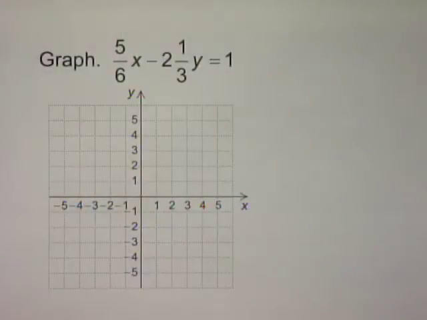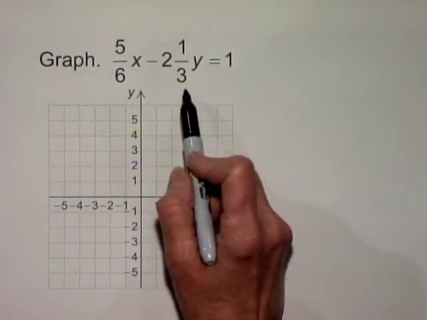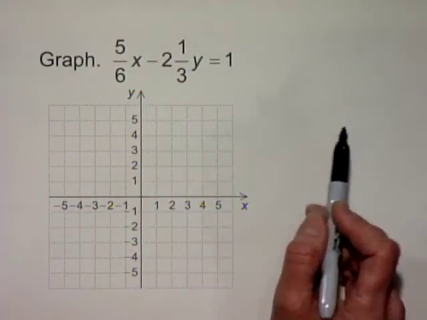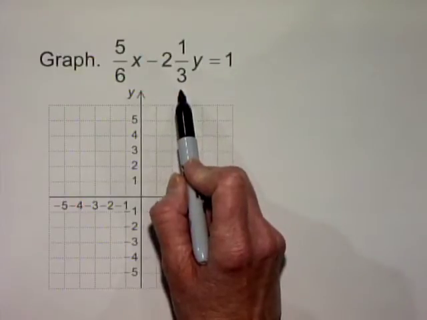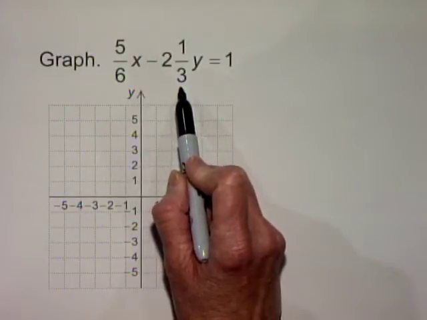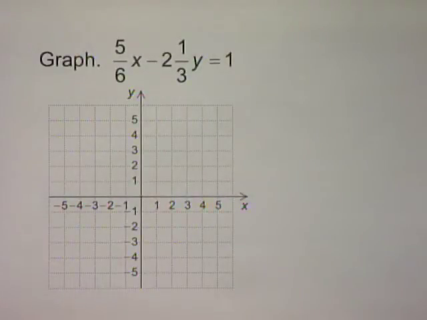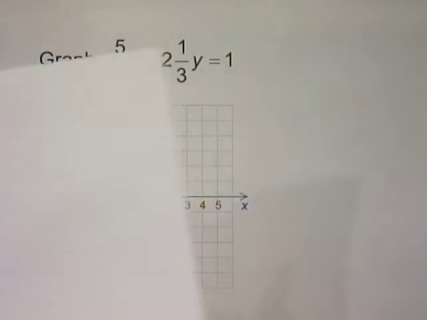We'll draw a graph in this exercise. We're going to graph the equation 5/6 x minus 2 1/3 y equals 1. Now, we're going to find some values of x and y that satisfy the equation to start out with, but the fact that I have a mixed numeral coefficient on y tells me that it's going to be a little tricky to find values using that mixed numeral. So I'd like to rewrite the mixed numeral in terms of a fraction and use that when I'm finding values for x and y that satisfy the equation.